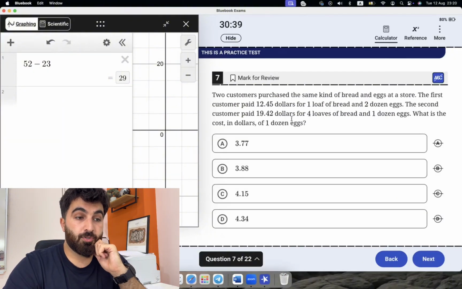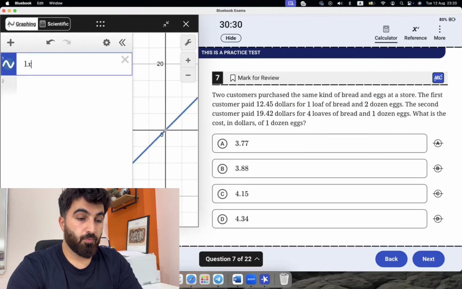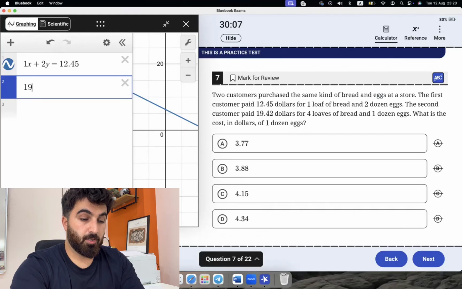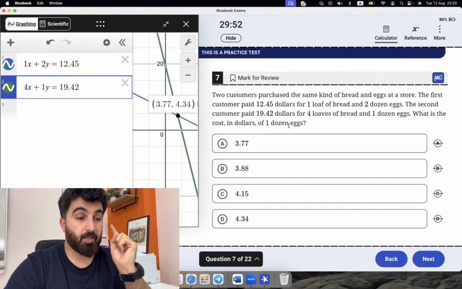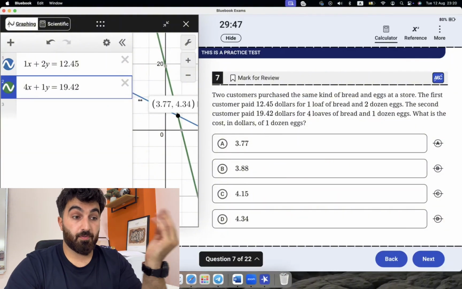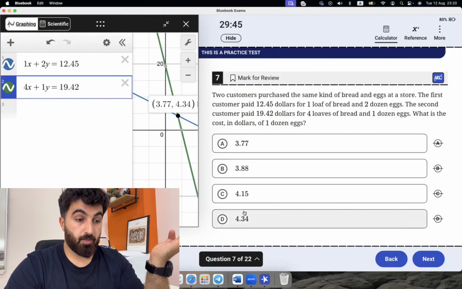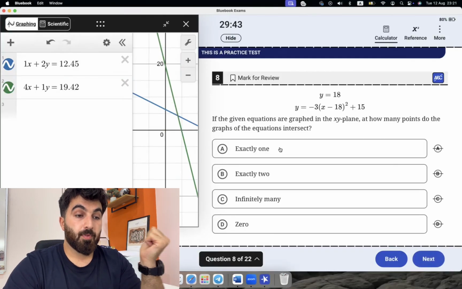Question 7, two customers purchasing the same kind of bread and eggs at the store. The first customer paid this many dollars for one loaf of bread and 2 dozen eggs. So let's write this. One bread and 2 eggs is equal to $12.45. We pay $19.42 for four bread and 1 eggs. So what is the 1 egg? So 1 dozen of eggs is 4.34. Let's pick D.